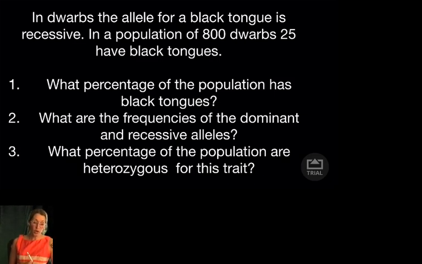So in dwarves, the allele for black tongue is recessive. In a population of 800 dwarves, 25 have black tongues. So you've been given which allele is recessive. You've also been given how many individuals in the population have that recessive allele. So that's where you start. And you're asked what percentage of the population has black tongues, what are the frequencies of the dominant and recessive alleles, and what percentage of the population are heterozygous for this trait.